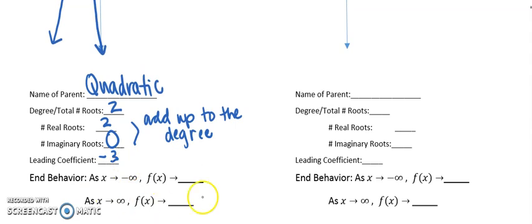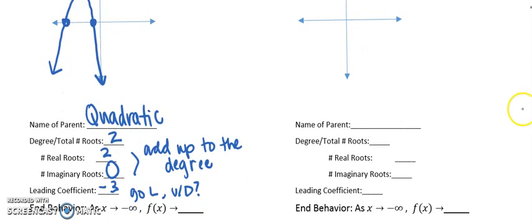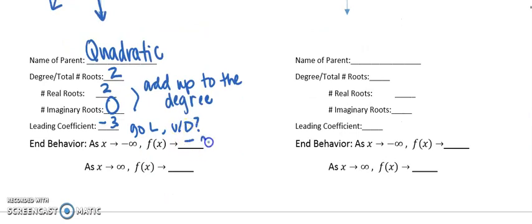Now down here we have end behavior, which we have discussed before, as x goes to -infinity. So what does this mean? It means as we go to -infinity, so it's to the left, do we go up or down on the graph? So let's see. As we go left, we go down, right? So we're going down to -infinity.